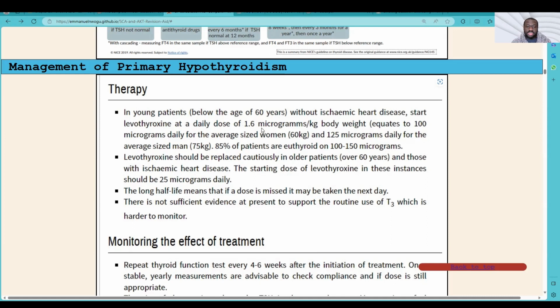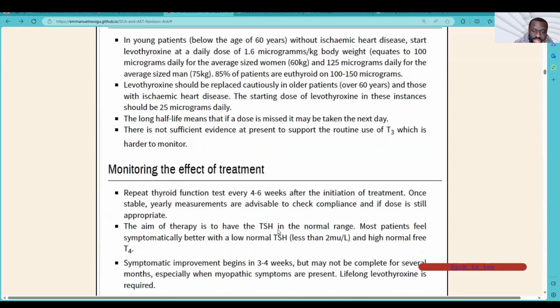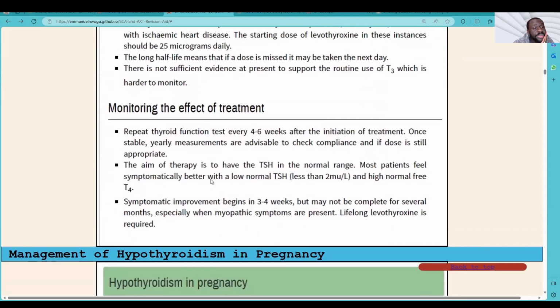You start at 1.6, so if the person is 70 kilogram, thinking of 125, about that. But if the person is more than 60 years, or has ischemic heart disease, then we should be starting much lower, like 25 microgram daily, and then we can always titrate upwards. The long half-life of levothyroxine means that if a dose is missed, it can be taken the next day. There's no sufficient evidence at present to support the routine use of T3, which is harder to monitor. It's more likely T4 and TSH that we usually use.